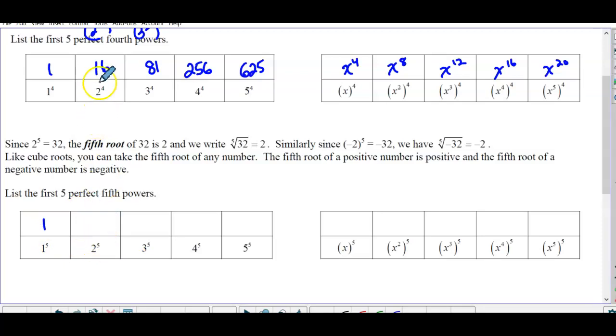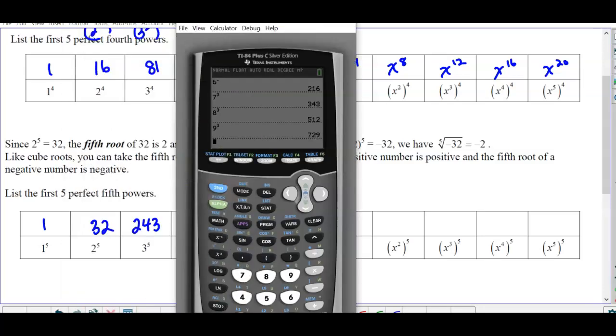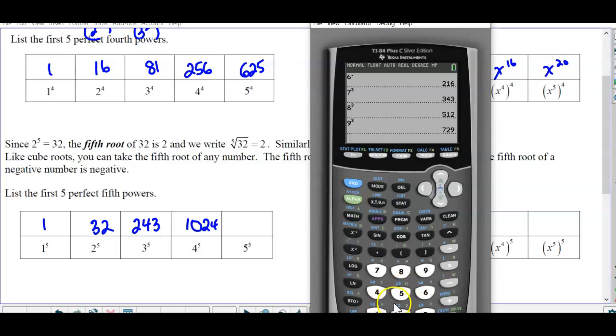So again, powers of 5. So 1. If you think about 2 to the 4th is 16, 2 to the 5th is 2 times 16, which is 32. 3 times 81 is 243. 4 times 256 is 1,024. And then 5 times 625, my brain is a little slow right now, is 3,125.